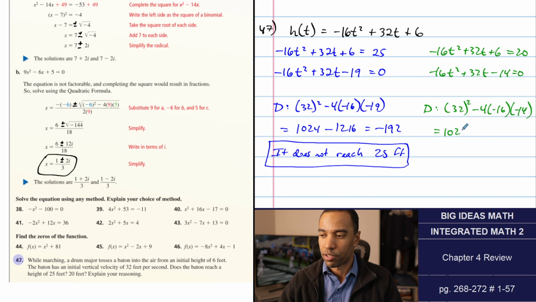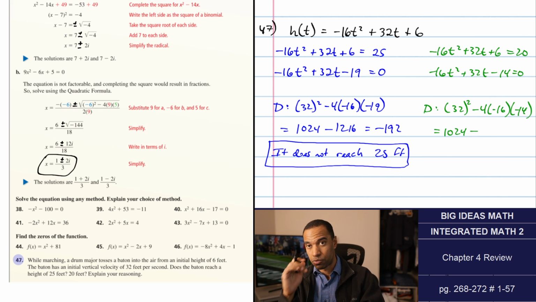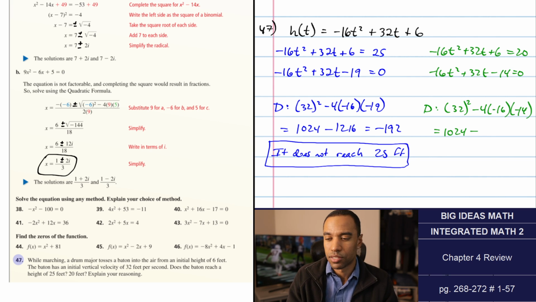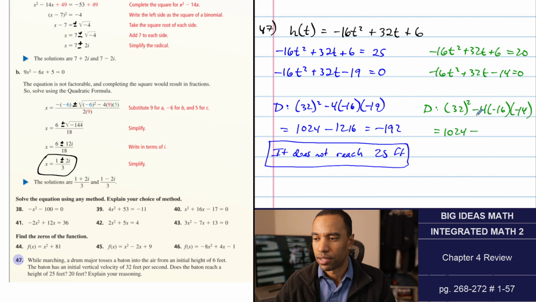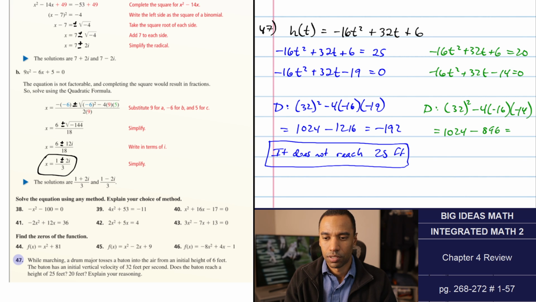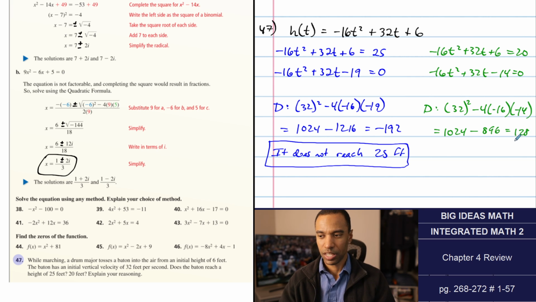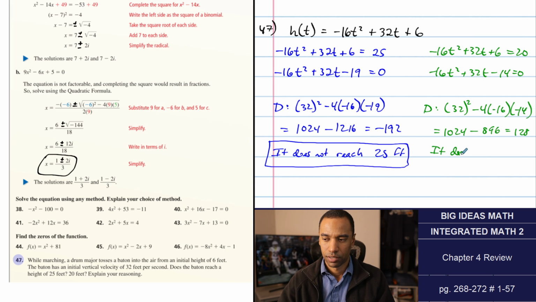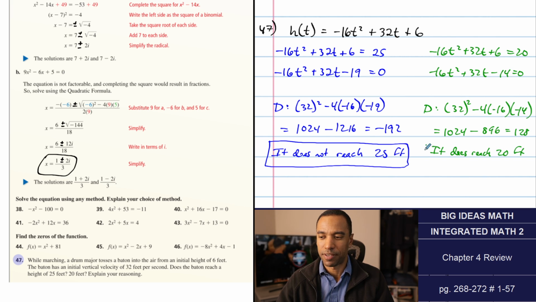So that's 1024 minus, let's do this one right this time, 64 times 14. 64 times 14 is 896. Oh, yeah, 896. Which is 128. I don't want to get it wrong. It's positive. It does reach 20 feet. Somewhere between 20 and 25 feet, it no longer reaches.